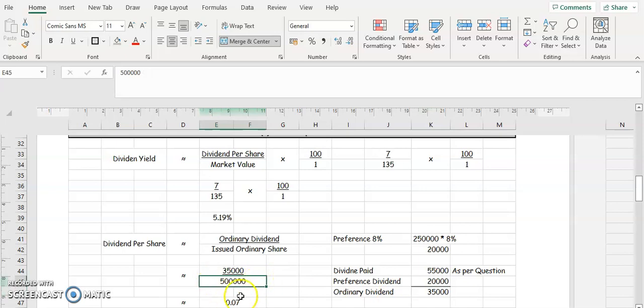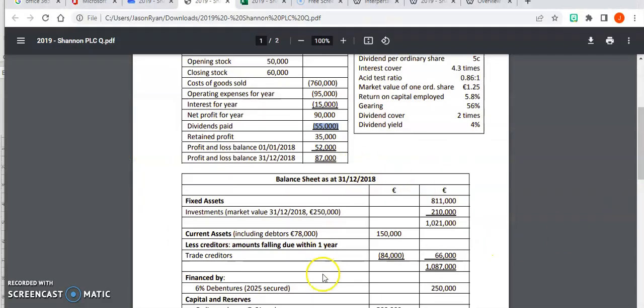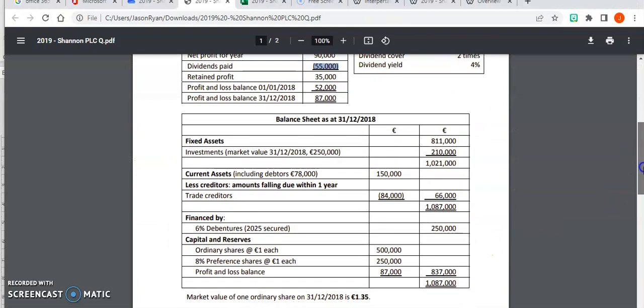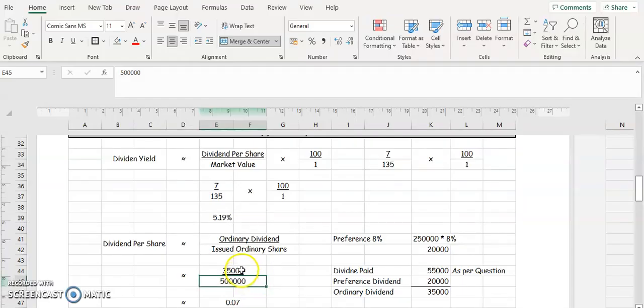So our ordinary shares are 500,000. Remember, that's taken straight from the question down here. So our ordinary shares, 500,000. So if we've paid out 35,000 to them, you're going to take your 35,000, you're going to divide it by 500,000, and that's going to give you 7 cents per share. So the dividend per share is 7 cents per share.